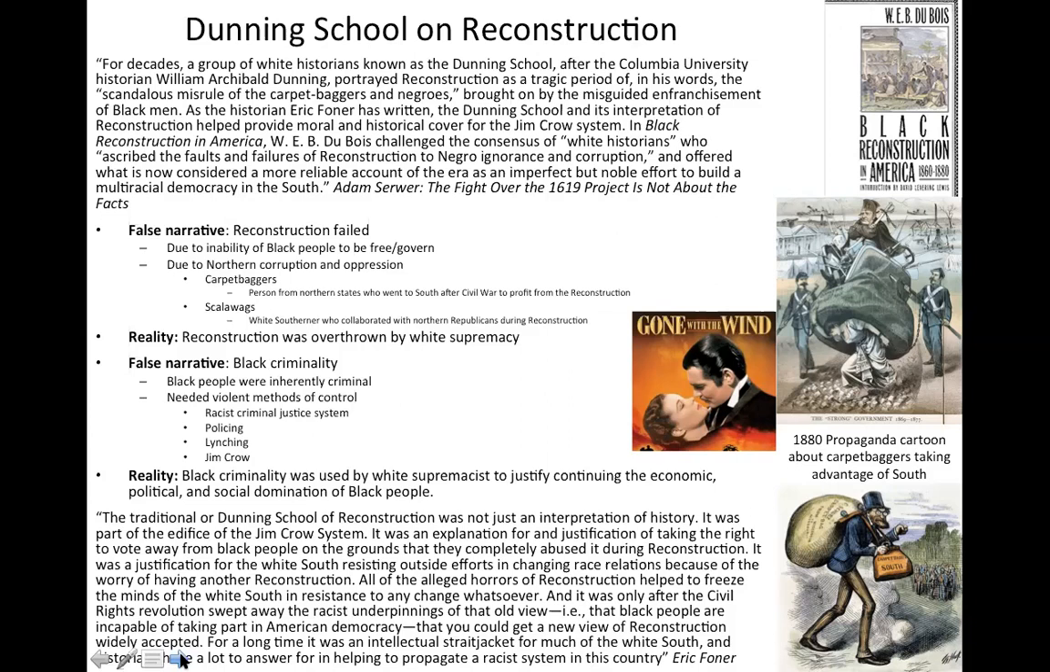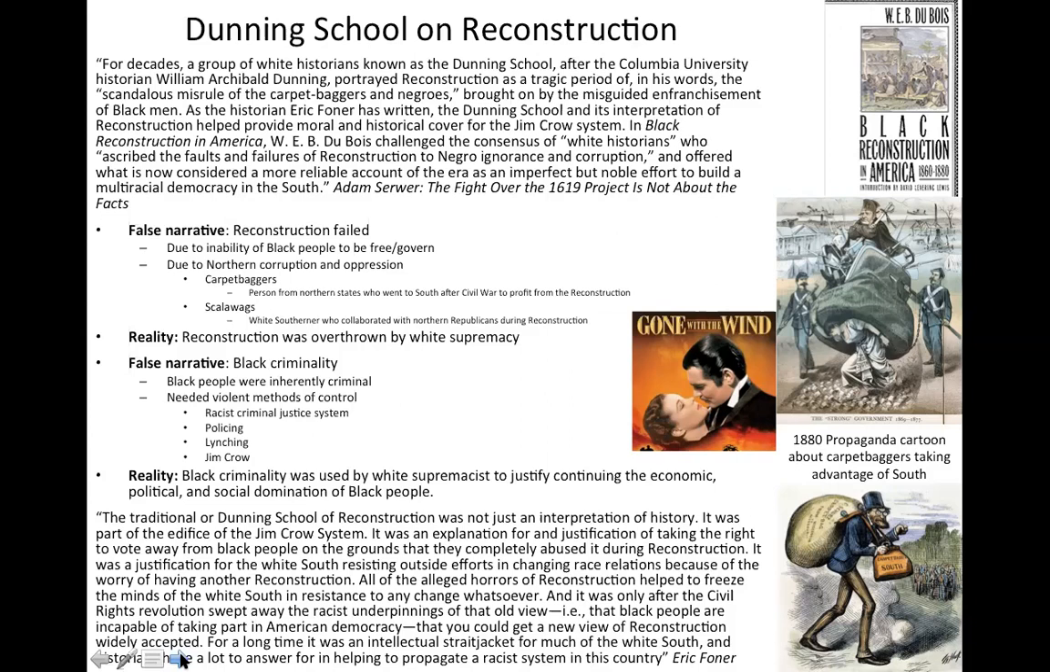So Adam Serwer, one of the 16 who wrote this article about the 1619 Project, wrote: For decades, a group of white historians known as the Dunning School, after the Columbia University historian William Archibald Dunning, portrayed Reconstruction as a tragic period of, in his words, the scandalous misrule of the carpetbaggers and Negroes, brought on by misguided enfranchisement of Black men. As the historian Eric Foner has written, the Dunning School and its interpretations of Reconstruction helped provide moral and historical cover for the Jim Crow system.